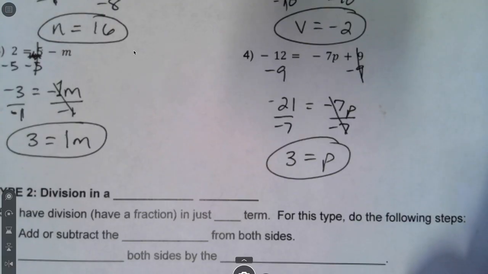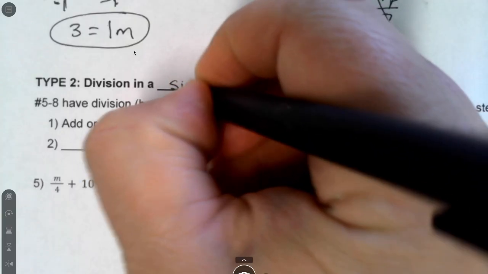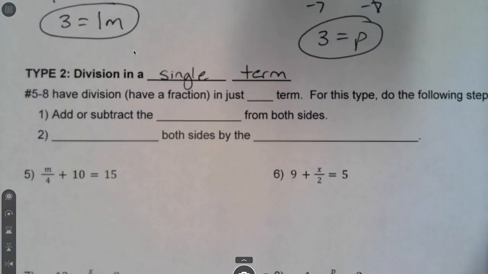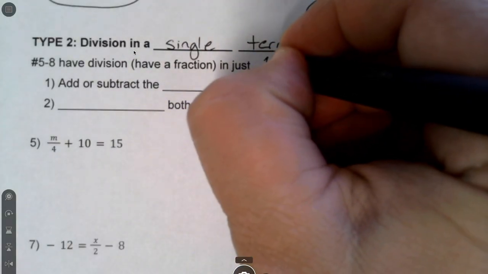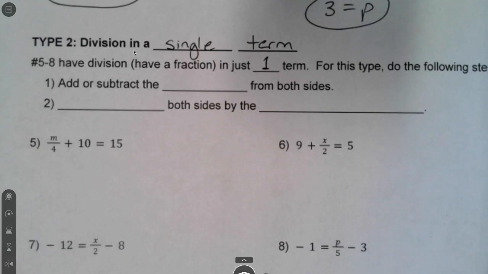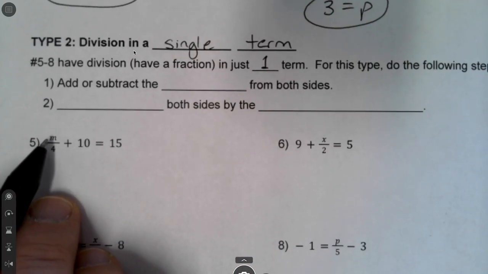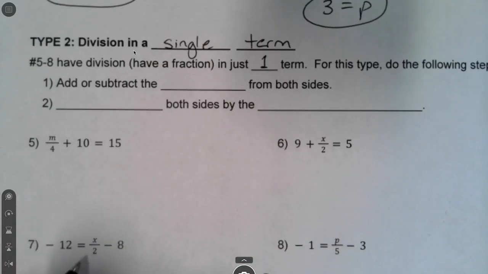So that's type 1, when there's no fraction, no division whatsoever. Type 2 is when there's division in a single term. So numbers 5 through 8 have division, meaning a fraction, in just one term. So if you look, there's a fraction, but there's just one variable divided by a number.